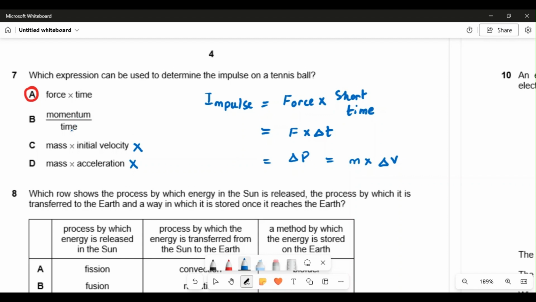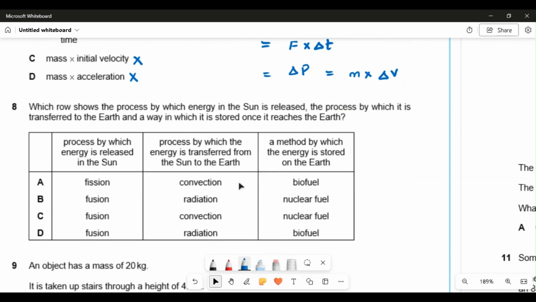Now if you talk about impulse as a change in momentum, there is another equation for this. We know that force is equal to rate of change in momentum. So if I say change in momentum is impulse, that also gives us force times time. So all of these explanations give us the right choice as A.